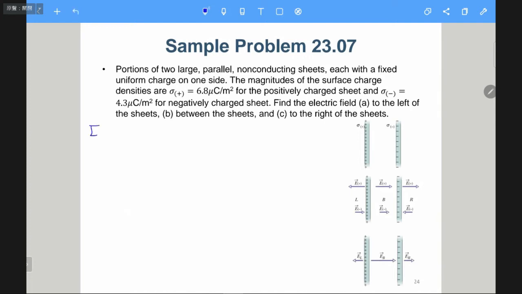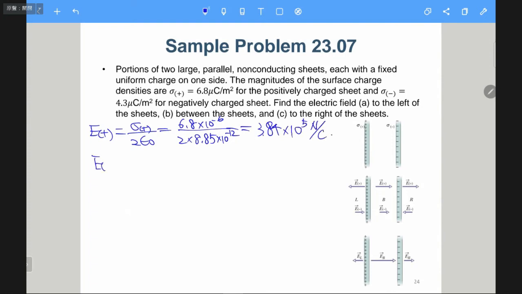So it is easy. E plus will be sigma plus over 2 epsilon naught. And it is 6.8 times 10 to the minus 6 over 2 times 8.85 times 10 to the minus 12. So this number will be 3.84 times 10 to the fifth power Newton per Coulomb.